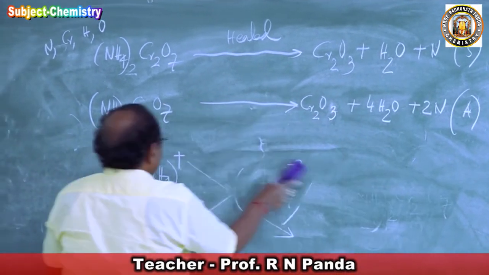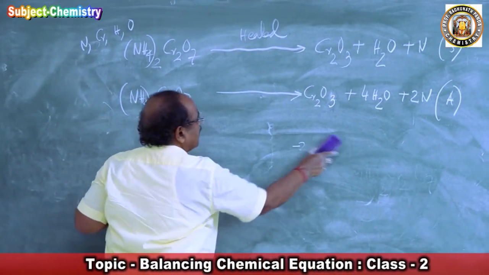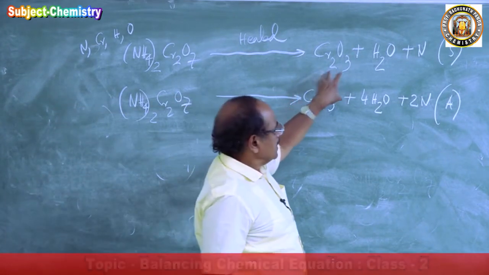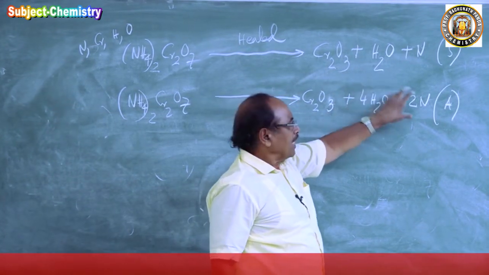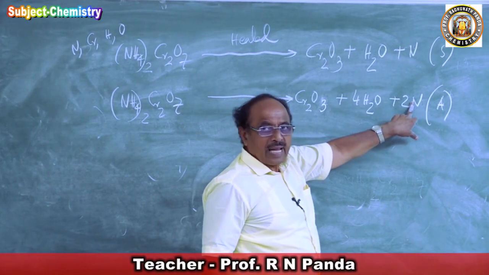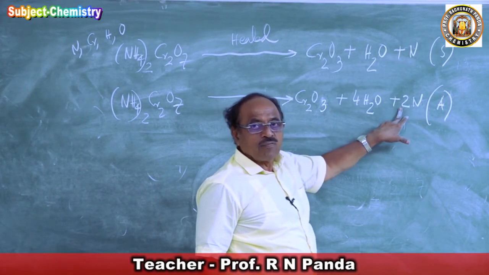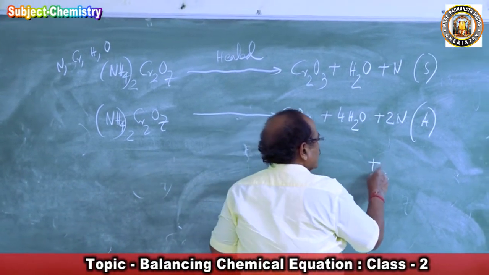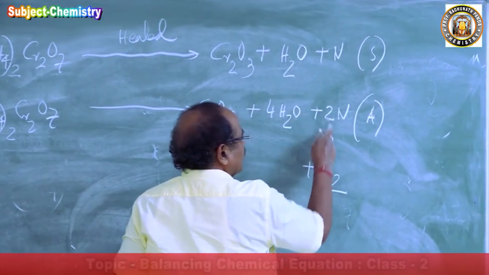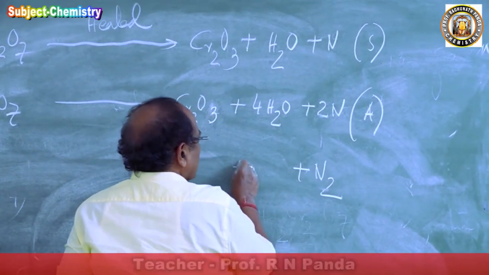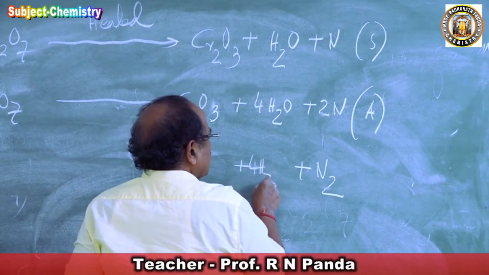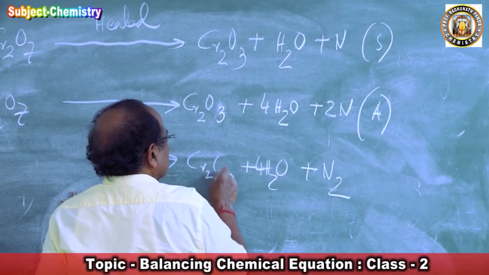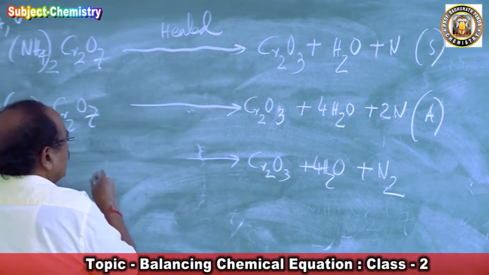Atomic equation. Then I will make it molecular. So this is all right, a molecule. Nitrogen is an elementary gas, so it will remain in molecular form. So 2 nitrogens are there, so I have to write it as N2. Instead of writing 2N, I will write N2. Then I will write 4 water, then Cr2O3, and ammonium dichromate.